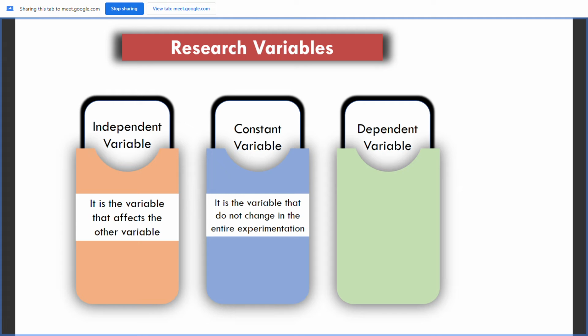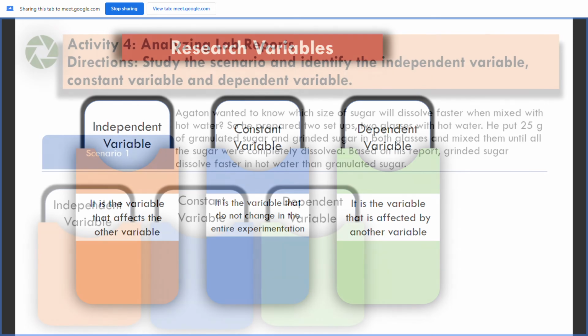Ang sumunod naman natin ay itong dependent variable. Ito naman, siya yung naaapektuhan ng independent. So, di ba, binago natin yung independent, di ba? Si dependent variable ang direct na naaapektuhan ng independent variable na binago natin. Here are some examples.